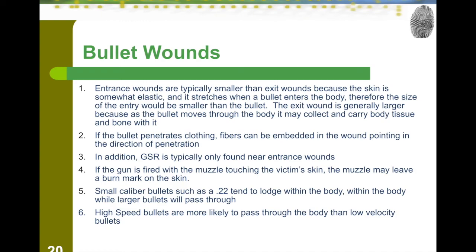So this is all going to help people figure out which side of something. If the bullet went all the way through, how do you figure out which way it went in and which way it came out? If the gun is fired with the muzzle touching the victim's skin, the muzzle may leave burn marks because the muzzle will get really hot. Small caliber bullets such as a .22 tend to lodge within the body, while larger bullets will pass through. High-speed bullets are also more likely to pass through the body than low-velocity bullets.